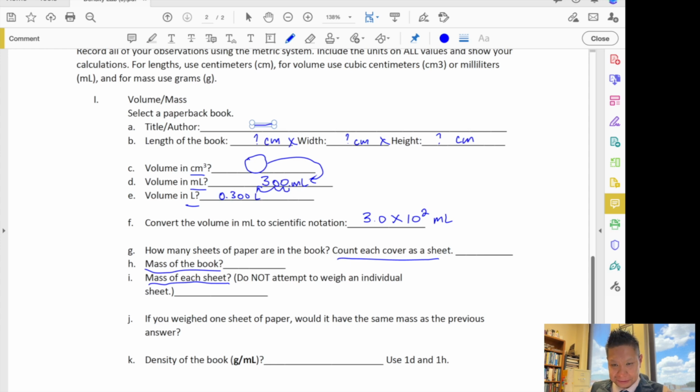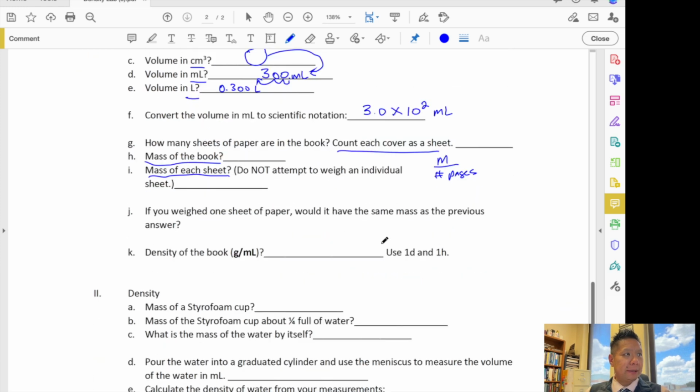I don't even have a mass to use, so I'll just write it. I was about to write some number there, but I don't have a mass to use because I haven't measured a book yet. But it's the mass divided by the number of pages, right? And that should give you the mass of each page. That goes in that block. Okay, so let's keep on going now.